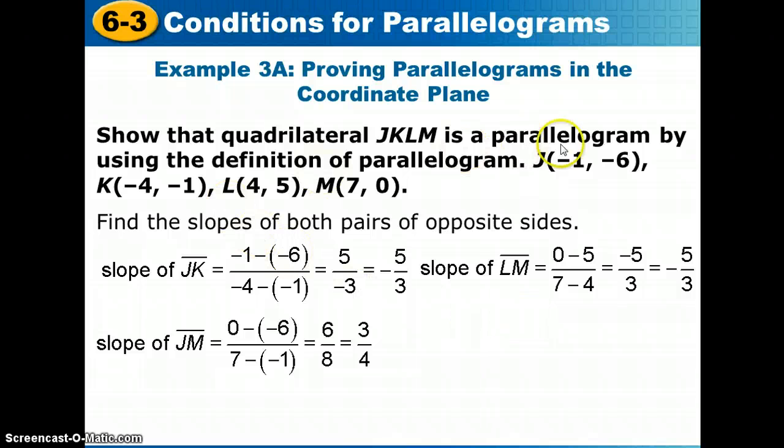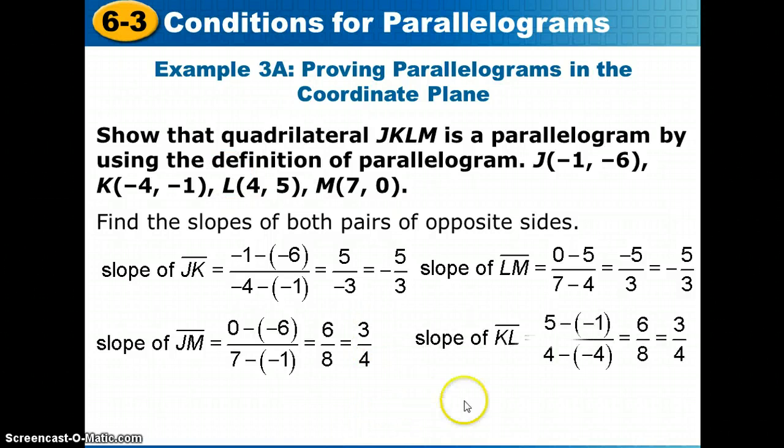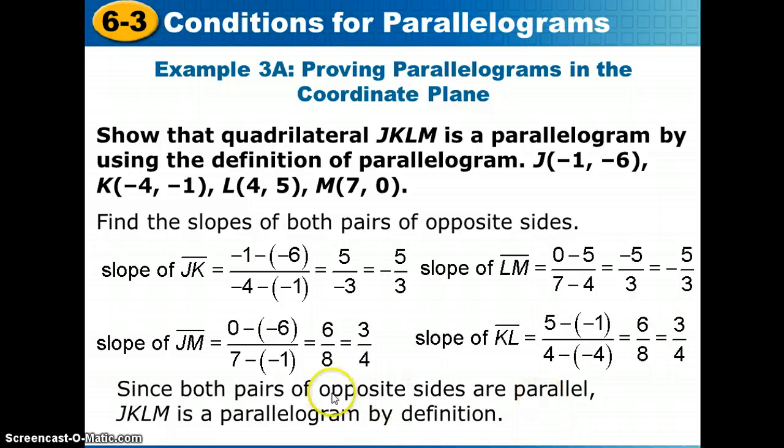But if I look at JM and KL, those would be the other two sides. Slope of JM is 3/4. The slope of KL is also 3/4. Since they have the same slope, they are parallel. Since both pairs of opposite sides are parallel, JKLM is a parallelogram by definition. Now, I've placed the graph on your notes for you. You're welcome to graph that and use rise over run to show the slopes are the same rather than using the slope formula.